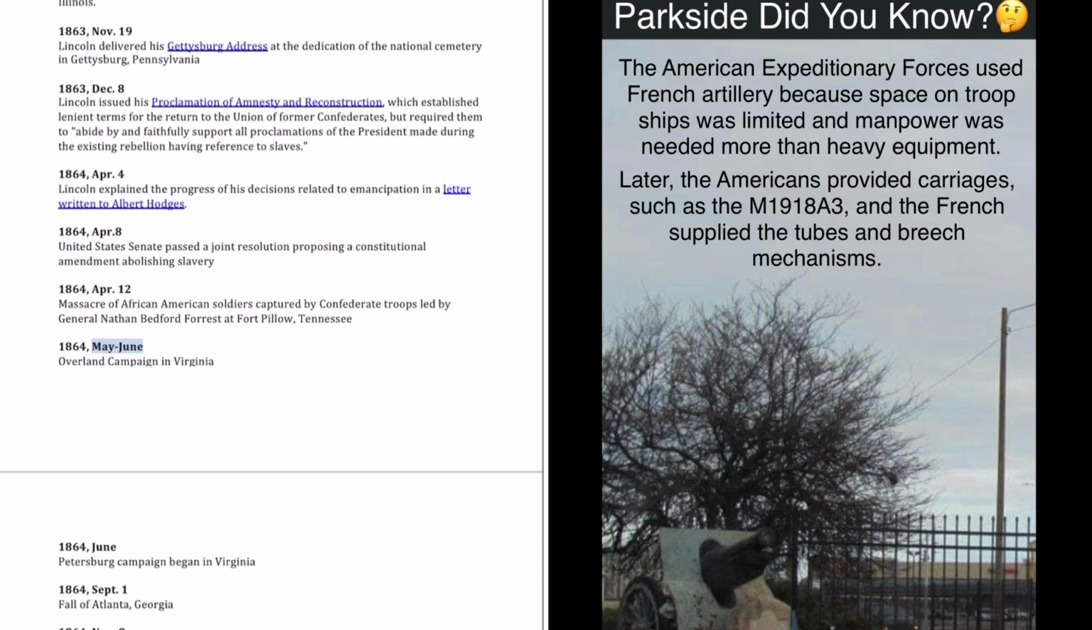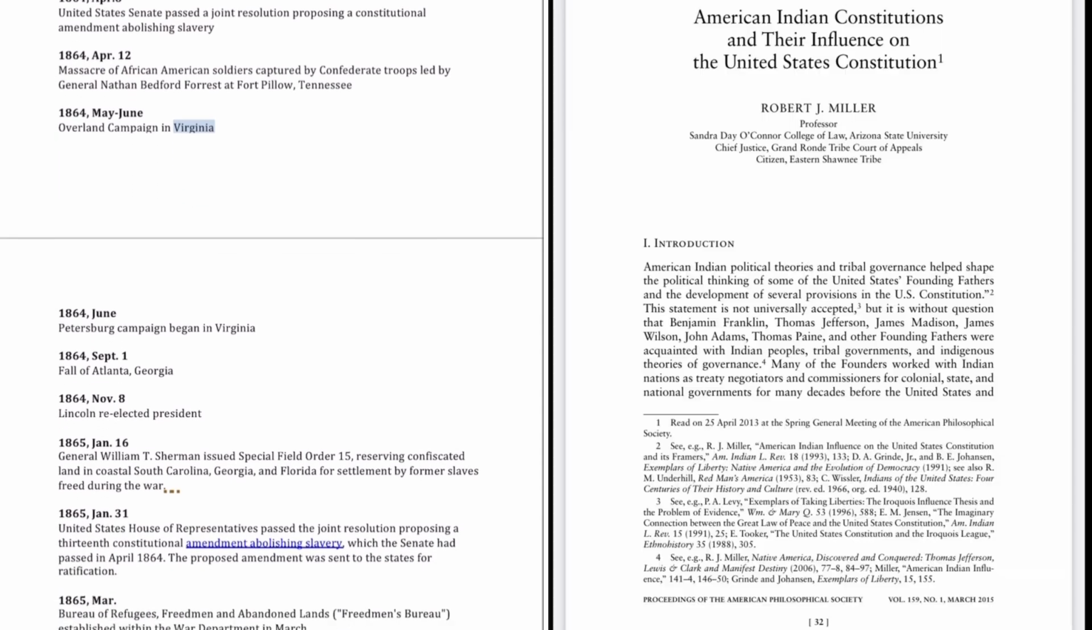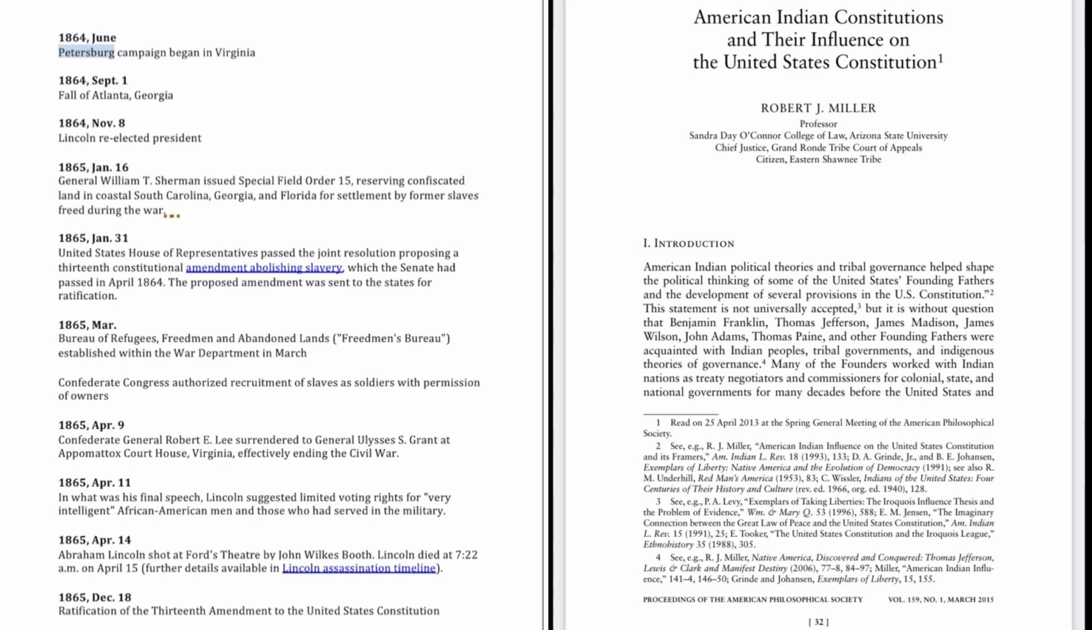1864, May-June. Overland Campaign in Virginia. 1864, June. Petersburg Campaign began in Virginia. 1864, September 1. Fall of Atlanta, Georgia. 1864, November 8. Lincoln re-elected President.